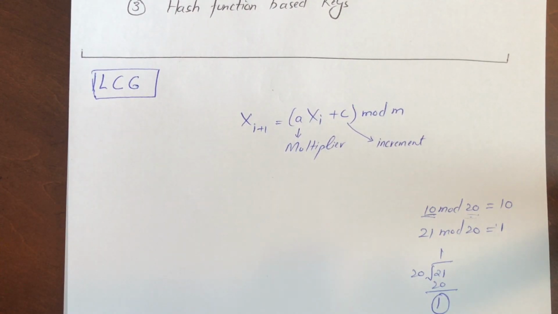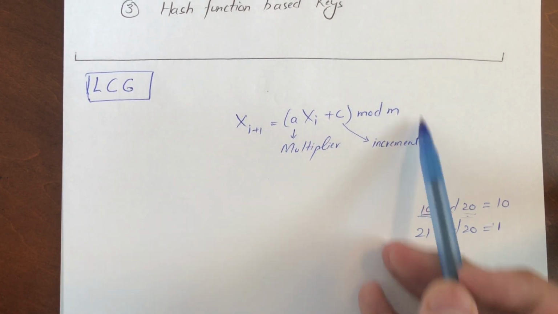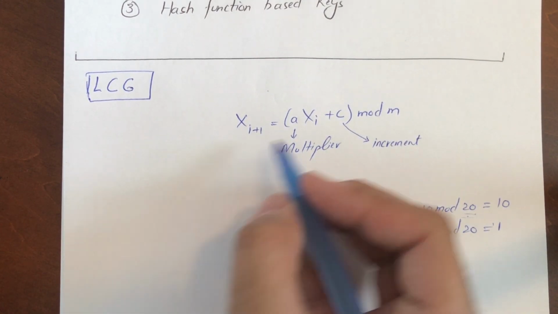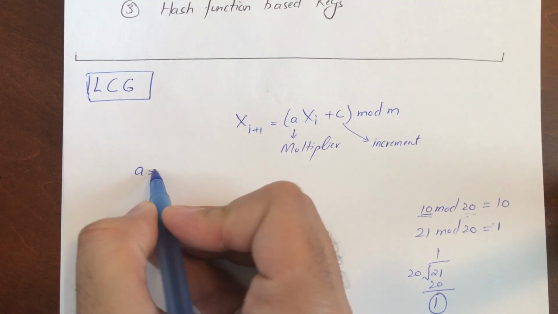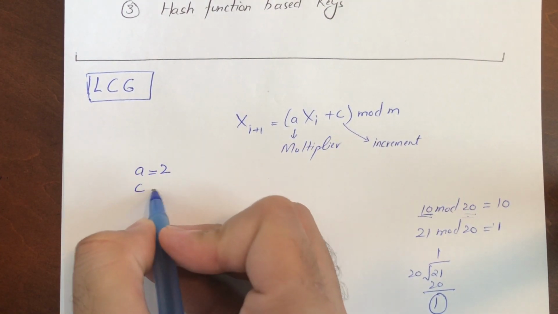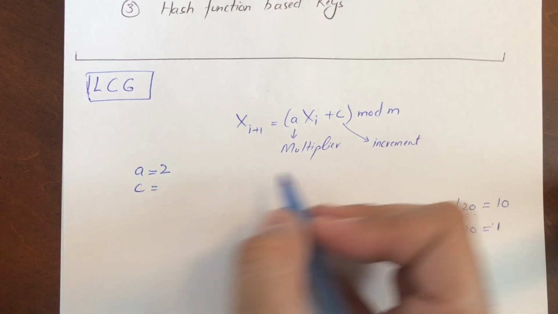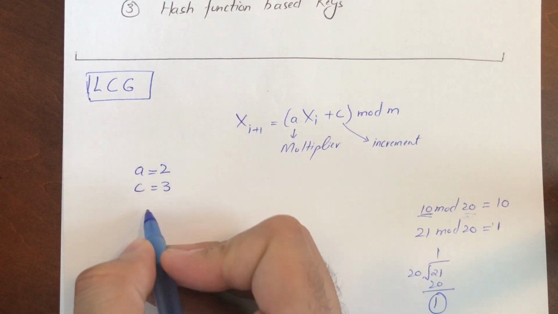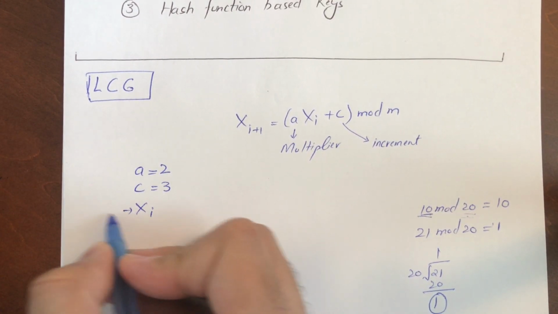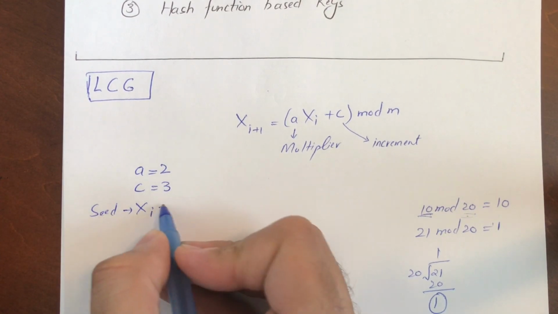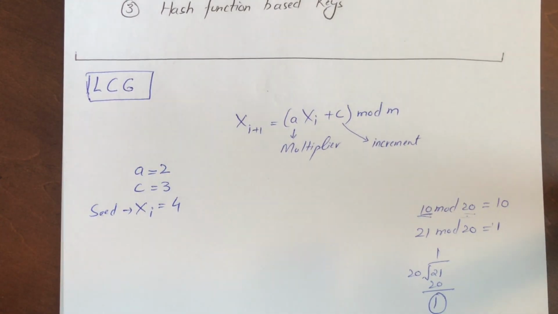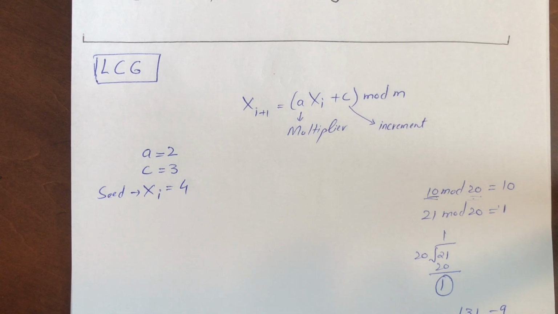Both the parties, sender and receiver, will pre-share this random number generator. Other than that, A is fixed, which is the multiplier, for example, A is 2. The increment C is also fixed, let's say 3. And XI, which is called the seed, the initial seed, let's say is 4. This is basically the first-time values, and after that, this random number generator will work on its own.